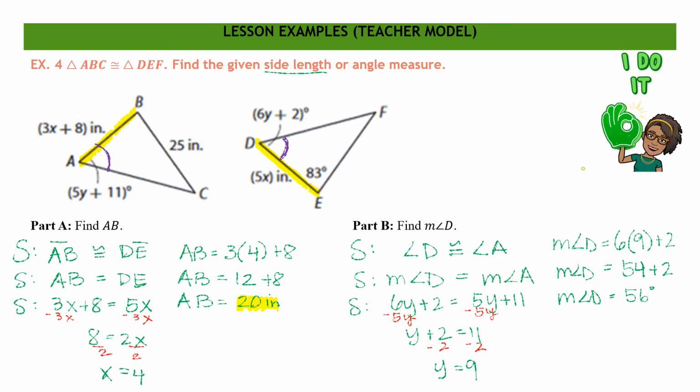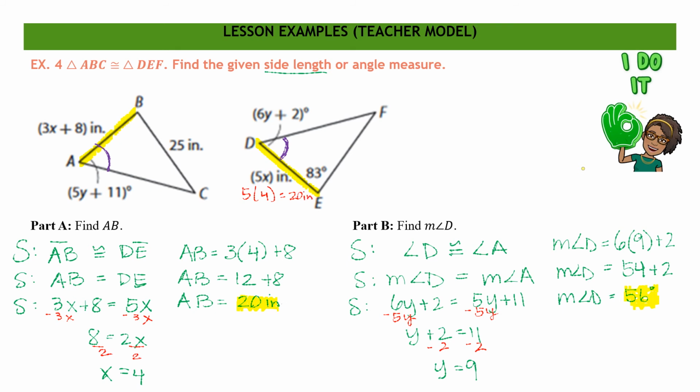So I know for sure that this is my answer of 56 degrees. Now, what if we wanted to check our responses? For AB, we see is 20 inches, right? Now remember, AB corresponded with DE. DE is here. If I plug in X, which was 4, DE would also be 20 inches.